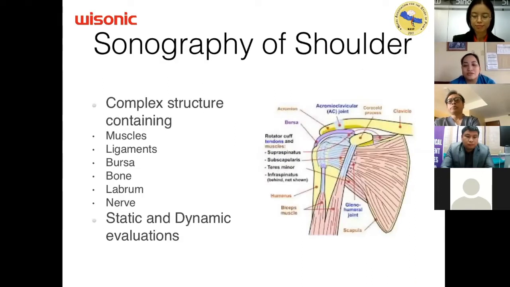Regarding sonography of the shoulder joint, as Dr. Shirish rightly mentioned, it is a very complex structure and it is a very common problem, second only to low back pain. It is a complex structure with a lot of ligaments, the bursa, the bone, the labrum, and the nerve. And the sonography of the shoulder joint is important not only for static evaluation, but also for dynamic evaluation.